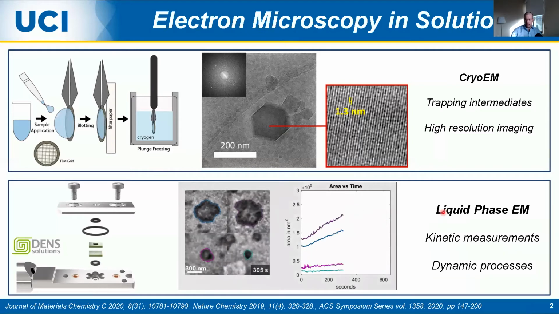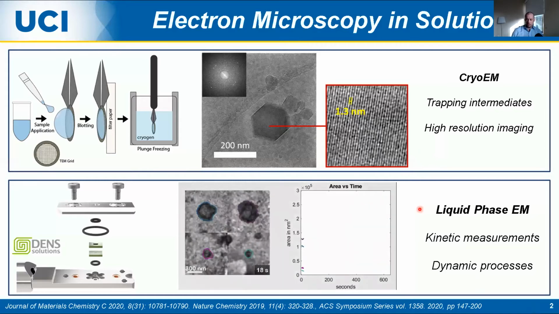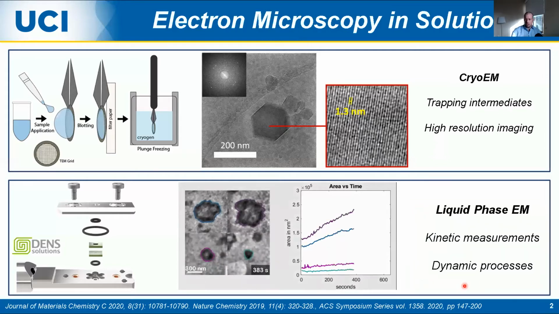Liquid phase EM, on the other hand, images your liquids at room temperature, typically, and that allows you to make kinetic measurements of dynamic processes, something which is impossible to do with cryo-EM. Of course, one of the limitations is that motion blur, for example, is always going to limit your resolution in comparison to cryo. So I think they're completely complementary in that respect, and hopefully I'll show you that a little bit today.